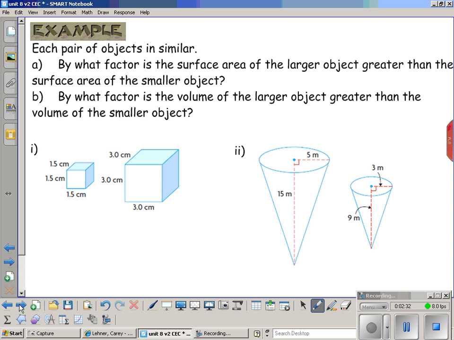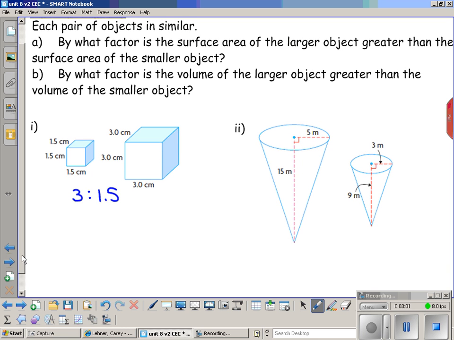Each pair of objects is similar. By what factor is the surface area of the larger object greater than the surface area of the smaller object? So what we want to do is find how much larger the areas of the large object are. So first of all, we have to find the scale factor of the larger to the smaller. So the scale factor would be 3 to 1.5.